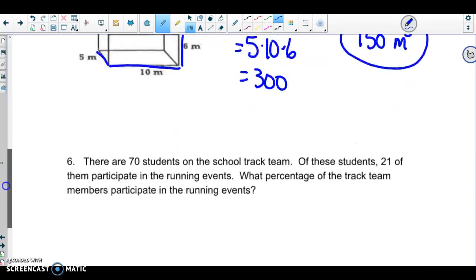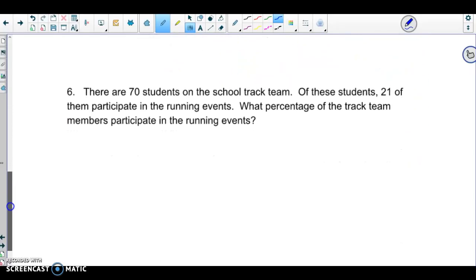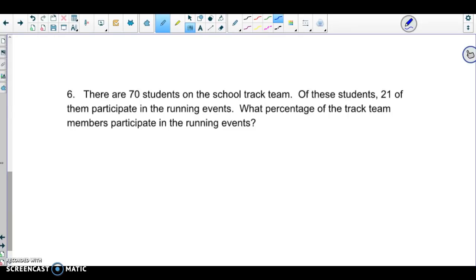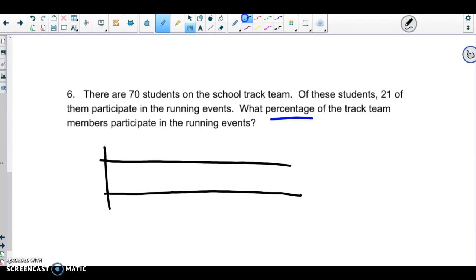All right. Number 6. There are 70 students on the school track team. Of these students, 21 of them participate in the running events. What percentage of the track team members participate in the running events? Well, I'm looking for a percentage, and I like double number lines best for this. You might like something else, and that's okay. But I'm going to set up a double number line, and I set mine up to where they're together here. And so we've got students on the track team.